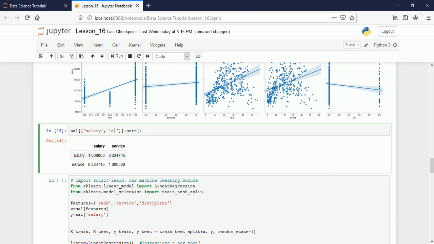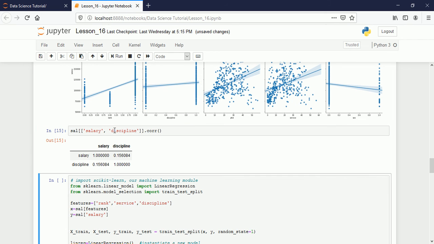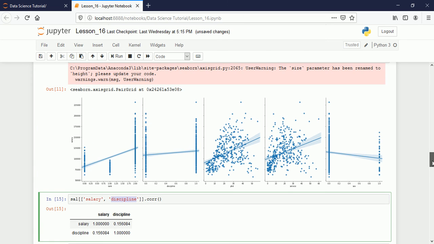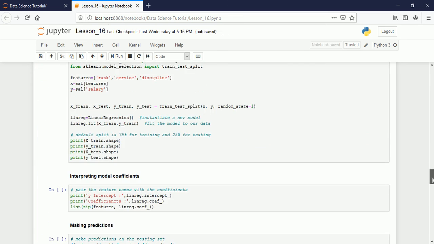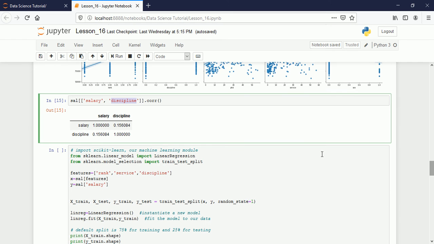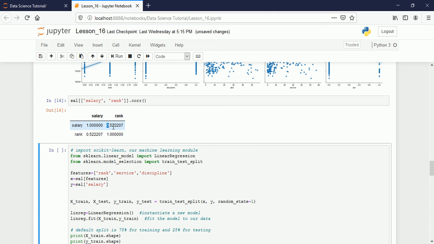Now let's see another feature. If you remember, discipline is here, and discipline also has a positive relationship. But compared to the service, it is a weaker one. Compared to the rank, again it is a weaker one. It has less relationship, not as close as rank. But the rank, if you remember, had about a 50% relationship.